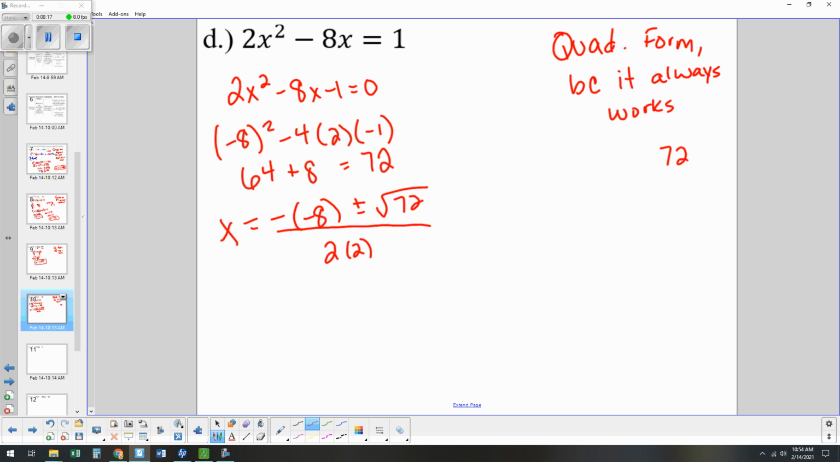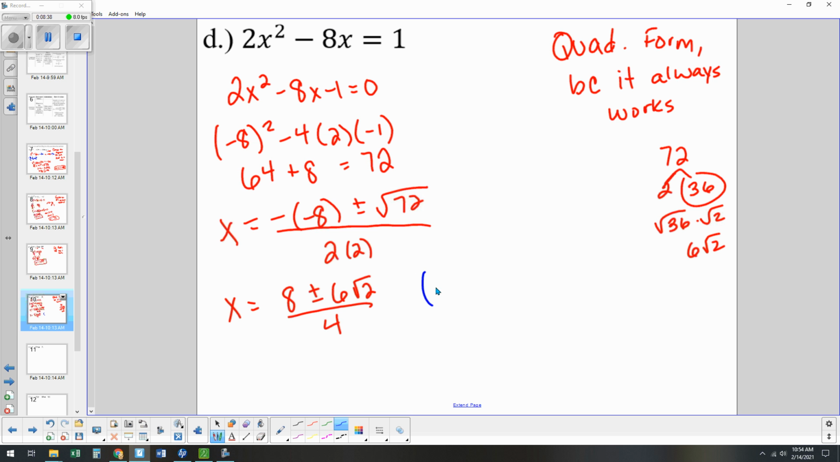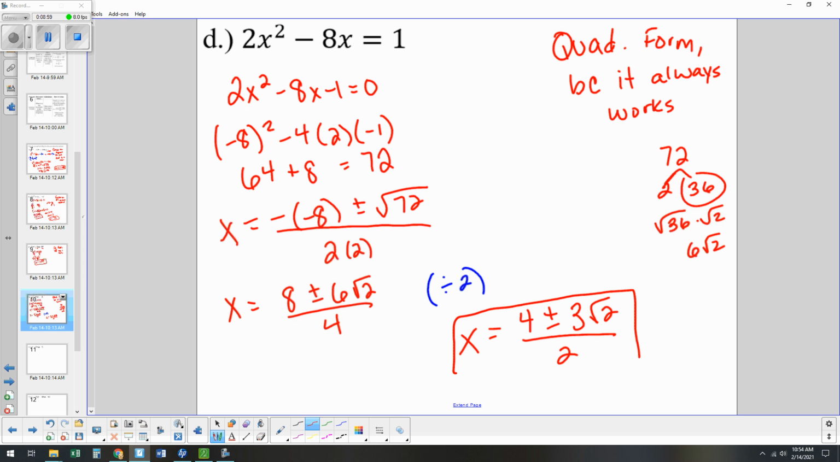If I look at 72, it's 2 times 36, and 36 is a perfect square. So 72 would be 6 radical 2. So here, I'm going to have positive 8 plus or minus 6 radical 2 all over 4. And here, 8, 6, and 4 are all divisible by 2. So if I divide everything by 2, x is going to equal 4 plus or minus 3 radical 2 over 2. And that's my answer for this one.